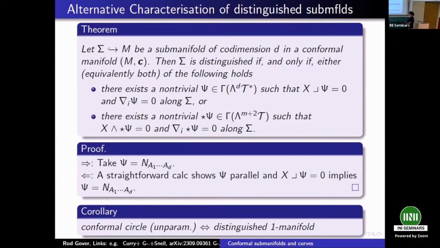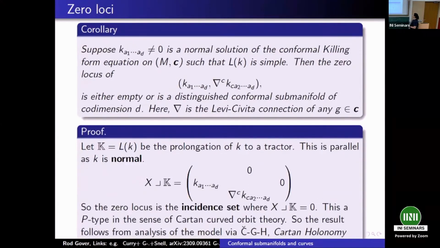Okay, so a corollary is that conformal circles are, of course, distinguished one-manifolds. They fit into this theory just as the one-dimensional case. So the other way of saying the conformal circle equation is that the tractor second fundamental form vanishes, for the one-manifold. It sounds strange for a curve, but yeah.